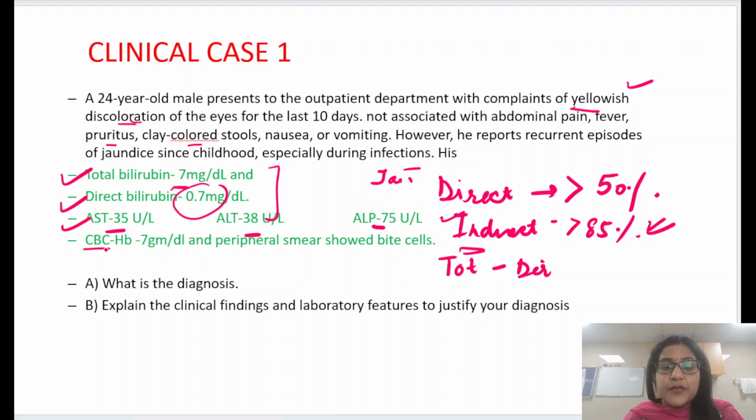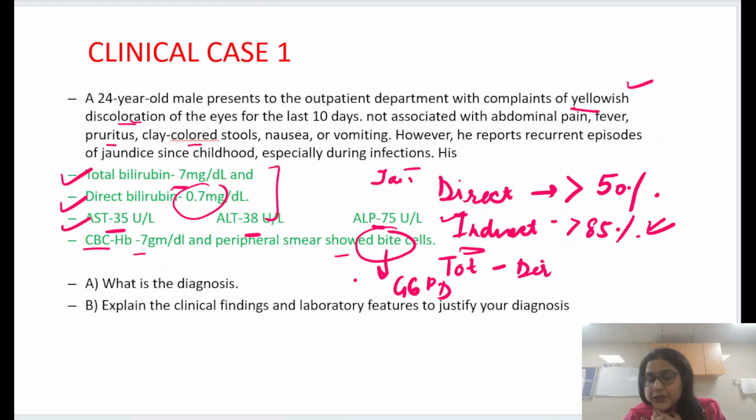The next part which is given is that the hemoglobin is reduced, that is, the patient is having anemia, and the smear is showing the presence of bite cells. We are not going to discuss what this peripheral smear indicates. Of course, if a bite cell is mentioned, we are talking about G6PD deficiency, but what is happening in this kind of hemolysis is what we are going to discuss further.